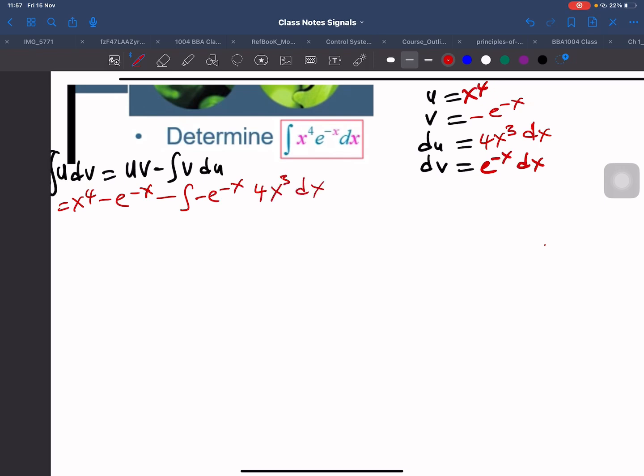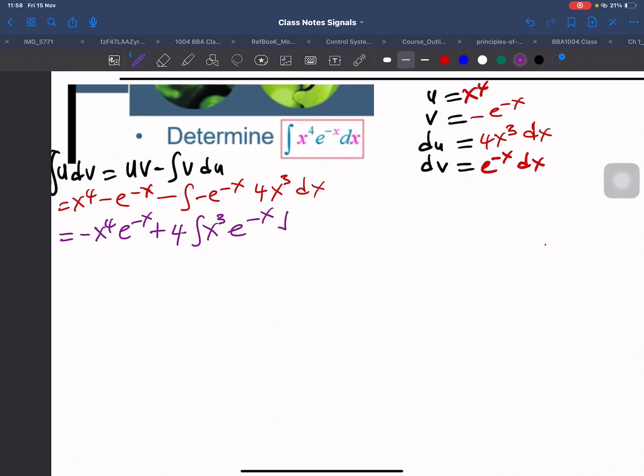I change this into this, which equals, I have to rearrange the equation. We now have minus x raised to the power 4 e raised to the power minus x, and I write for x first, plus 4 times the integral of x cube e raised to the power minus x dx. We are now going to find the parts of this one too.